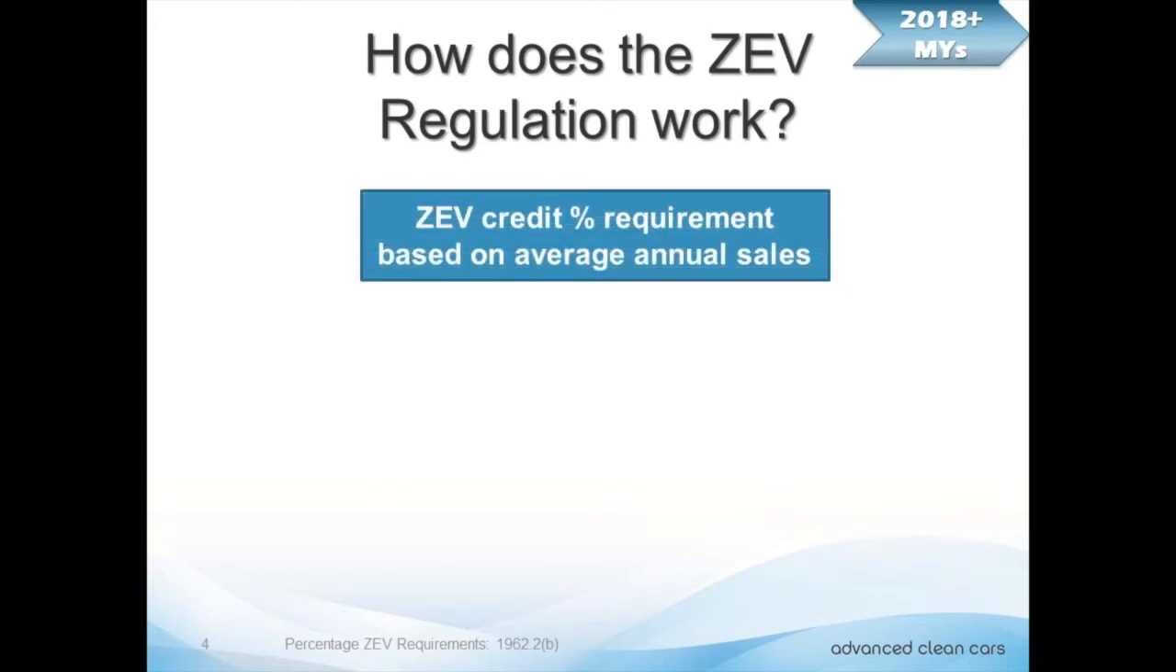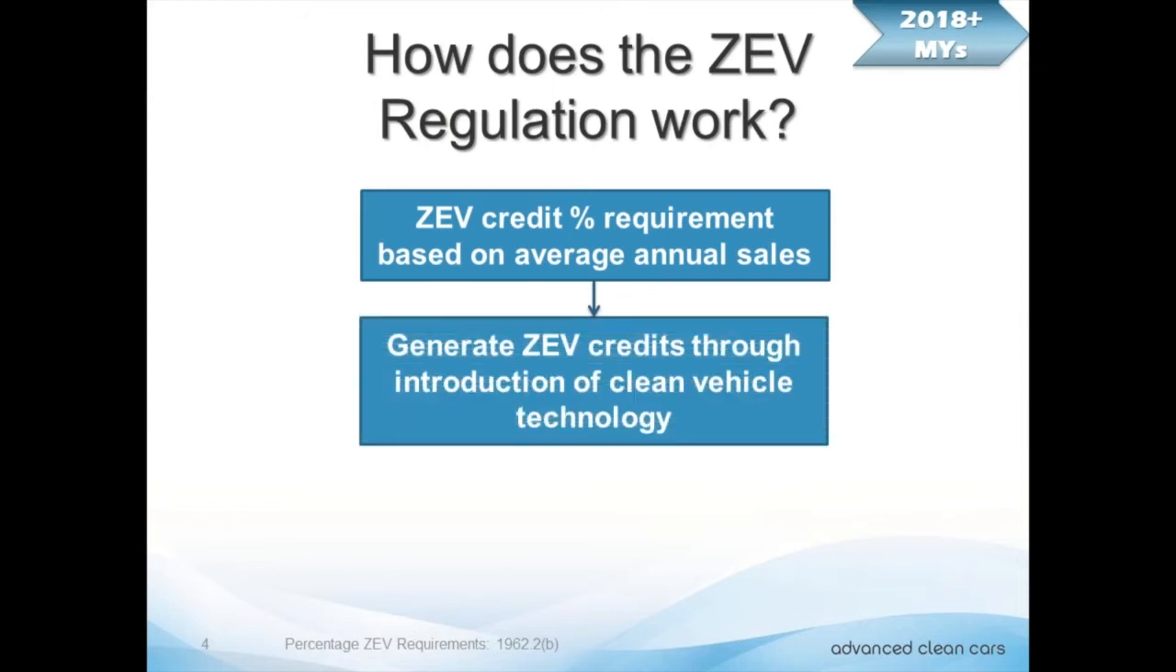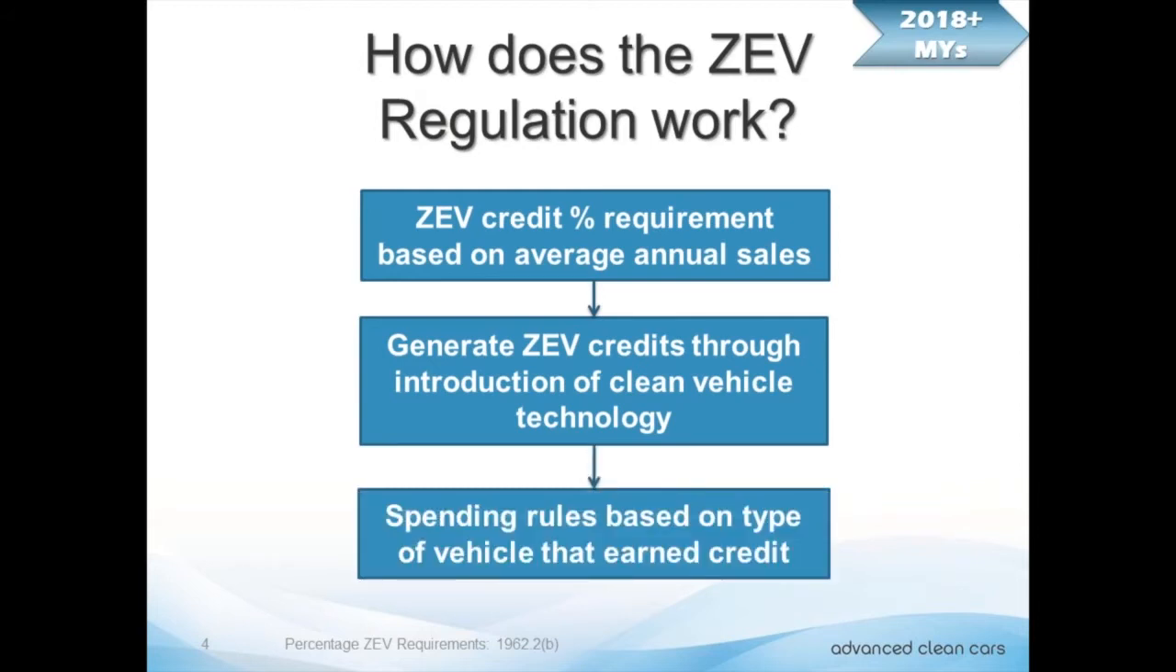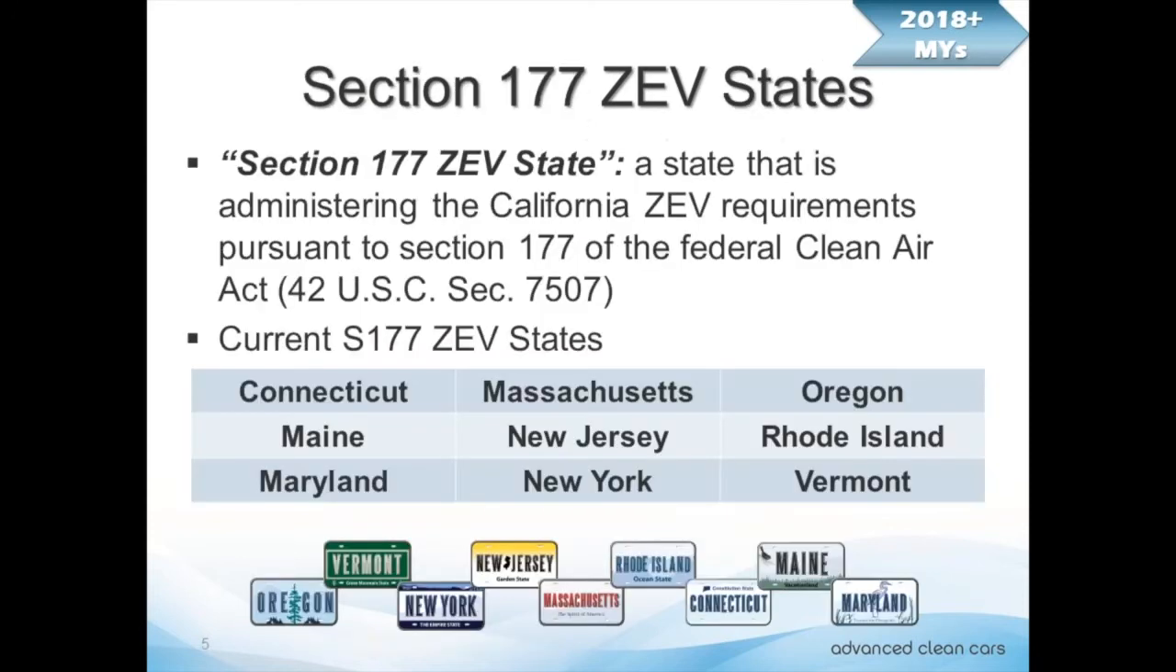The ZEV regulation sets ZEV credit percentage requirements based on a manufacturer's average annual sales volume. Manufacturers meet their requirement with credits earned through the introduction and sale of zero-emission vehicles, or ZEVs. The ZEV regulation also sets spending rules on how credits earned from each of the different vehicle technologies may be used in meeting a manufacturer's annual requirement. Obviously, this is a very high-level overview, but it is important to keep in mind as we discuss the regulation. Before we get into the regulation in detail, we are going to need to cover some background. And we will start with the Section 177 ZEV states.